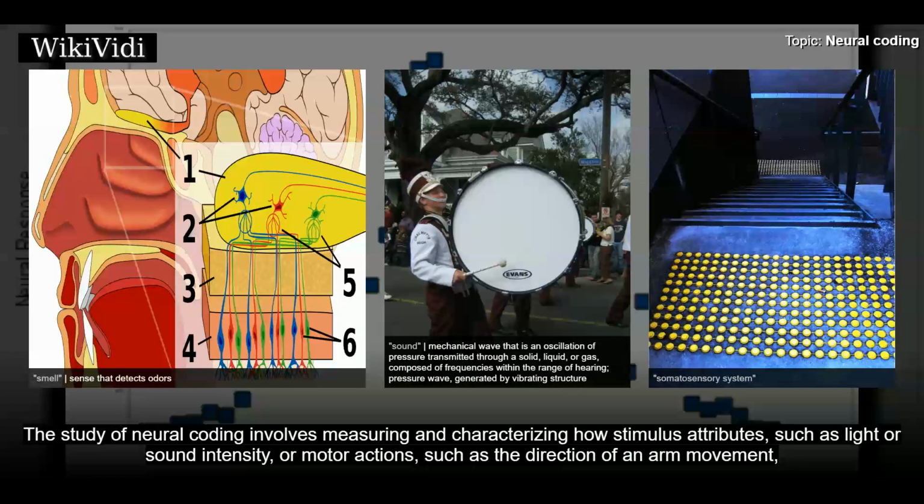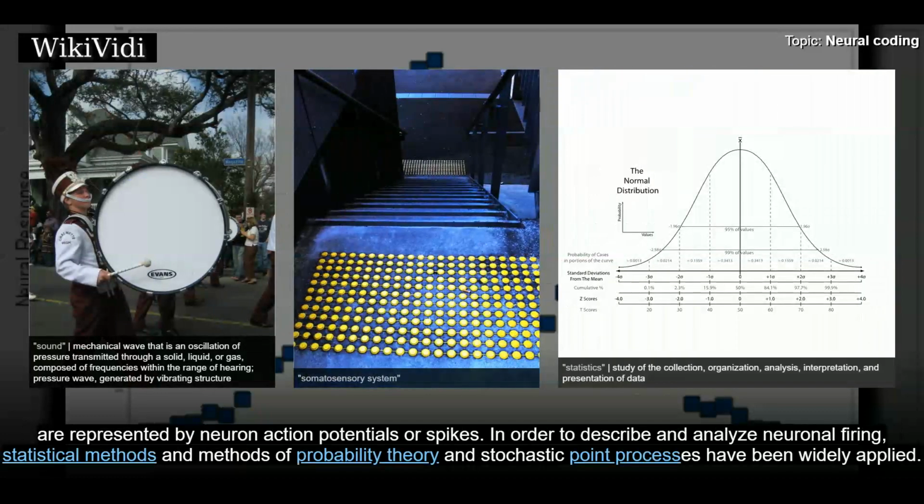The study of neural coding involves measuring and characterizing how stimulus attributes, such as light or sound intensity, or motor actions, such as the direction of an arm movement, are represented by neuron action potentials or spikes. In order to describe and analyze neuronal firing, statistical methods and methods of probability theory and stochastic point processes have been widely applied.